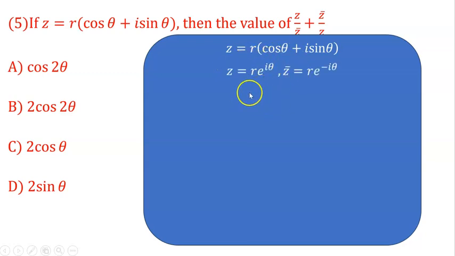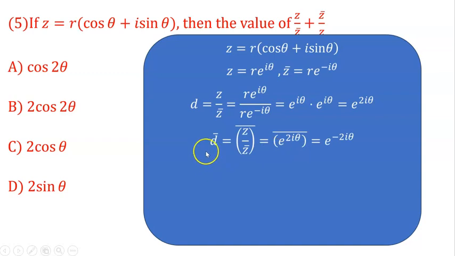Therefore, in exponential form, z is equal to r e raised to i theta. Then its conjugate, z bar, is equal to r into e raised to minus i theta. Z upon z bar means what? r into e raised to i theta upon r into e raised to minus i theta. The r gets cancelled, and here you will get e raised to i theta into e raised to i theta, meaning e raised to 2i theta.